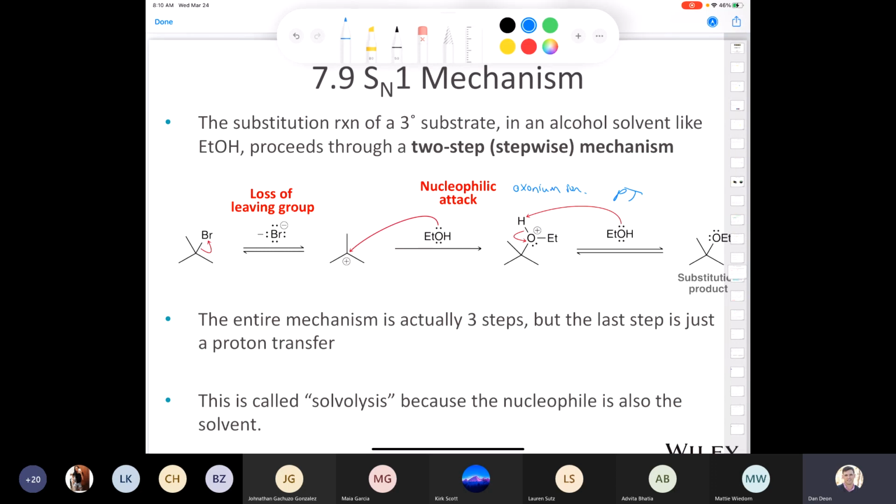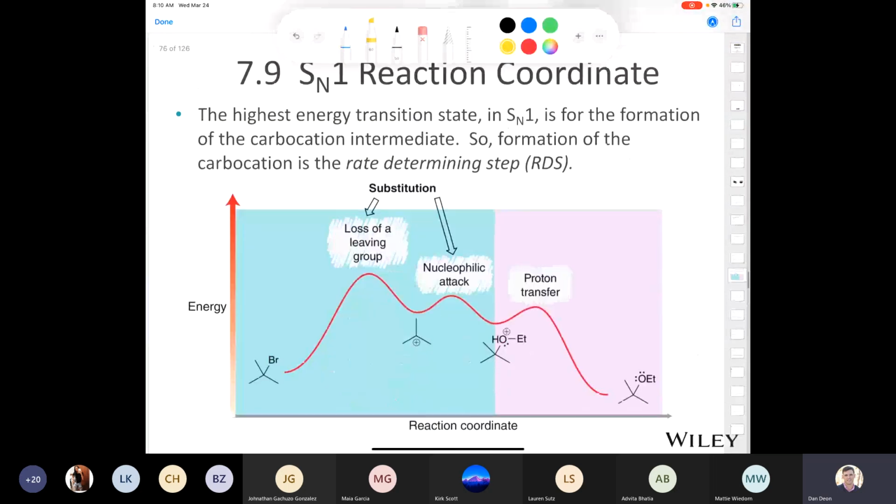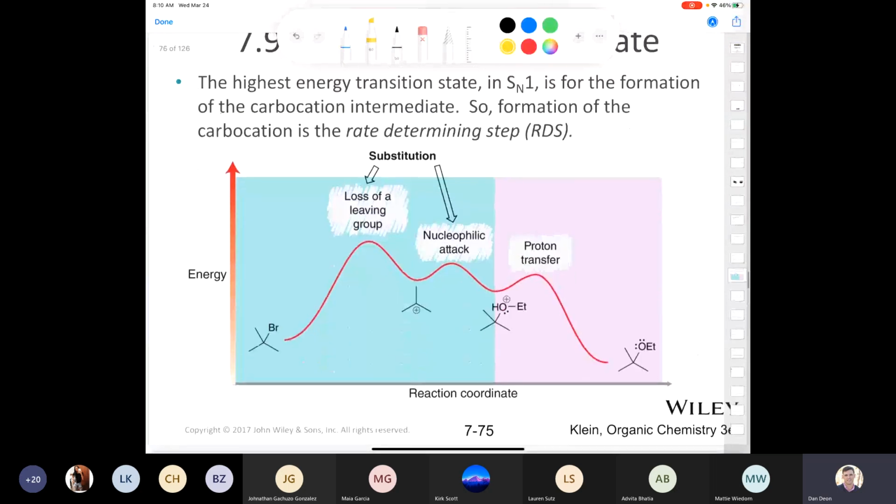Okay, we have a special name for this type of SN1 reaction. Since all you did was throw this tertiary alkyl halide in ethanol, we call this a solvolysis reaction, right? Because the nucleophile also acts as the solvent. All right, let's take a look at what the reaction coordinate diagram looks like for the SN1 reaction. And there's something that I want you to memorize here, okay? And the reason why is because it's really important, and I've seen it come up on the ACS final exam.